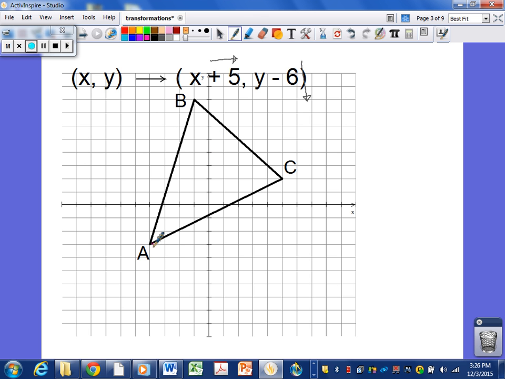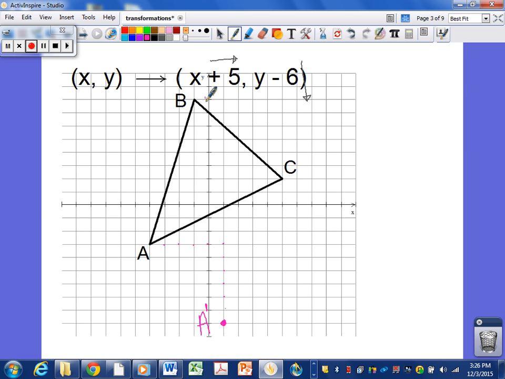So starting at A, I'm going to count 5 units right, 1, 2, 3, 4, 5. And I'm going to count 6 units down, 1, 2, 3, 4, 5, 6. And this is where my point ends up, my new point, or A prime. The translation of A under this rule. 5 units right, 6 units down.